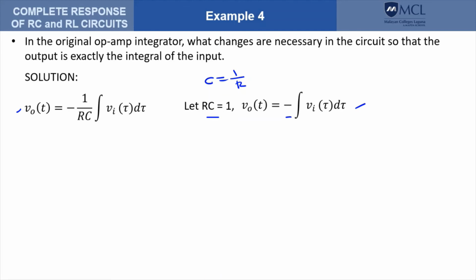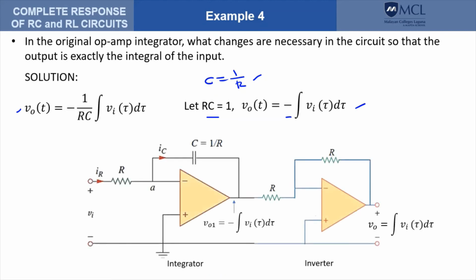integrator that has a C that is equal to the reciprocal of R to an inverting amplifier which has an input resistance and a feedback resistance that are equal. So this will be the final design. Okay, so this is the integrator and this is the inverter.